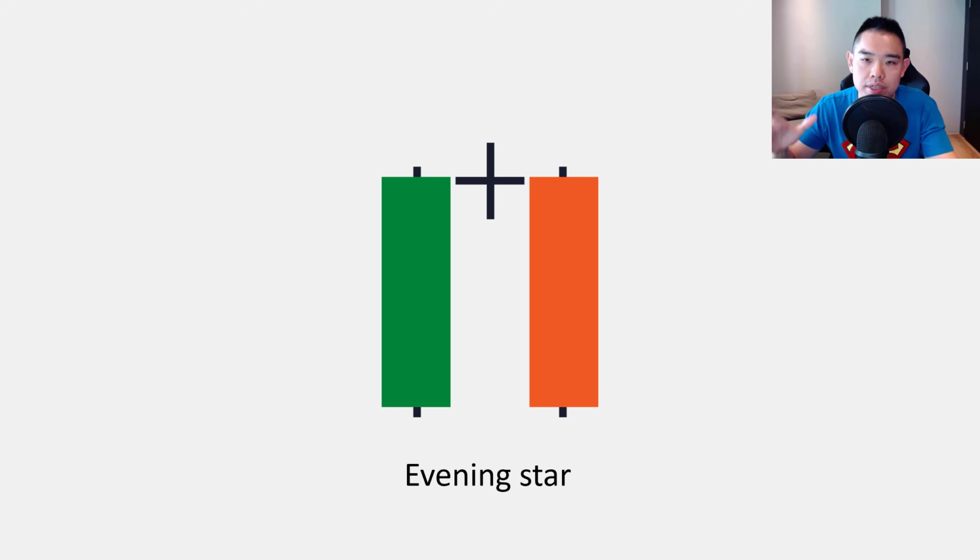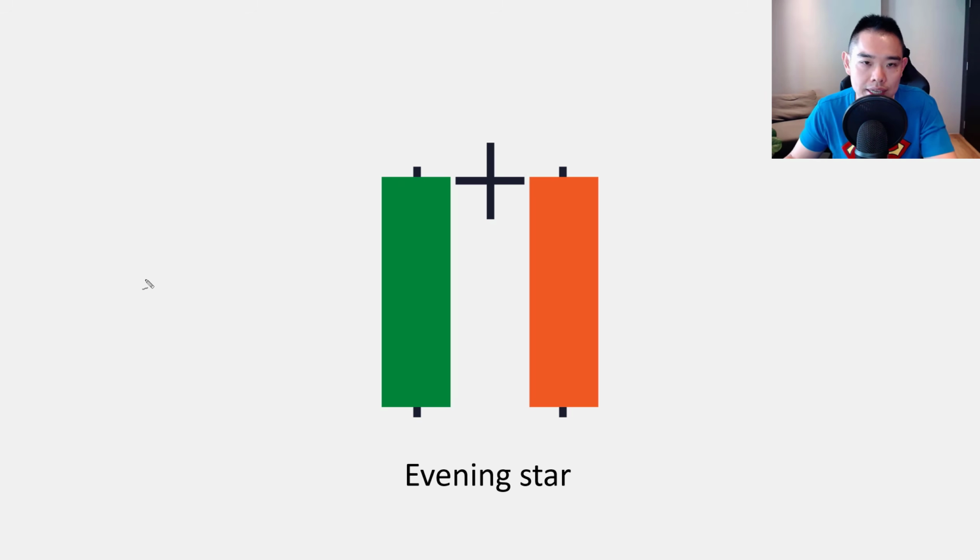So one thing to point out is that the evening star is similar to the engulfing pattern in the sense that if you read textbooks or courses, they will tell you that the morning and evening star should have a gap. But the reason why I didn't put a gap over here is again because if you trade the forex market or the crypto markets, you would rarely see gaps on the charts.